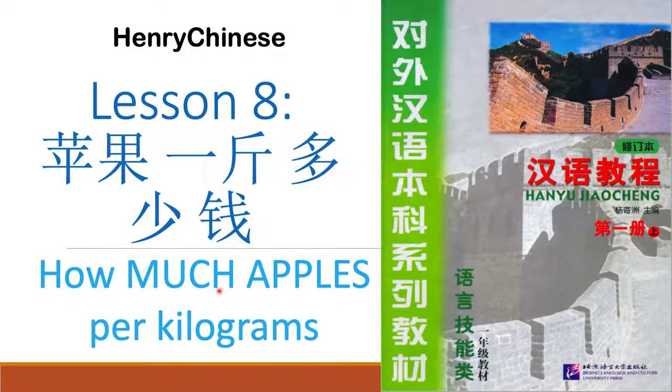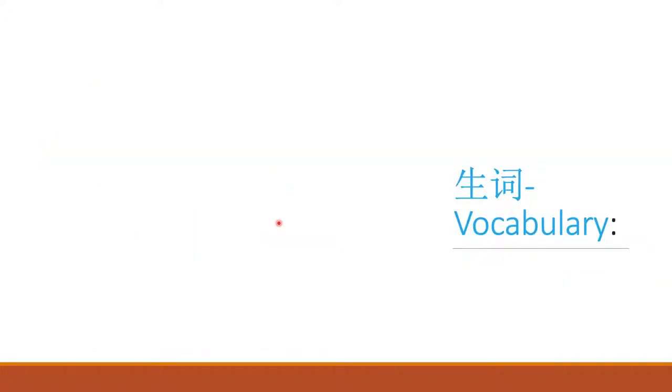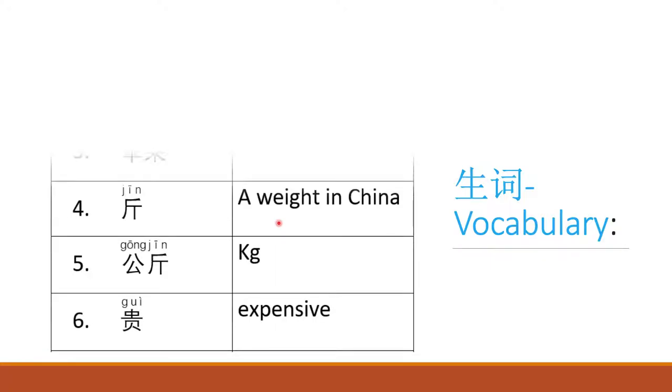Today another topic. Last week we studied Lesson 7, which is about food. And today, Lesson 8, we're gonna study about apples, fruits. How much are apples per kilogram? 苹果一斤多少钱? Alright, and now we can go for, as usual, the vocabulary for this lesson.